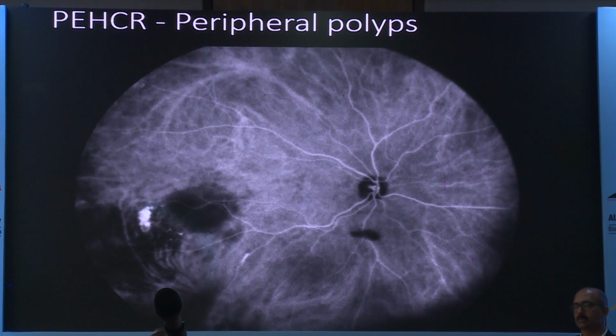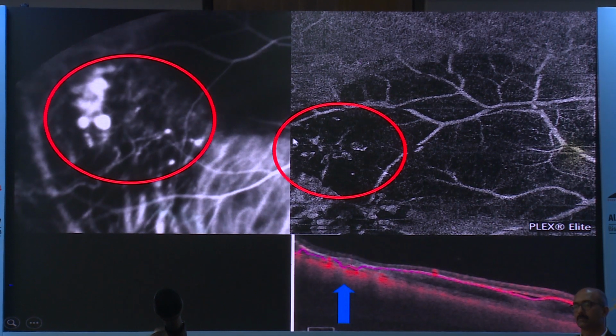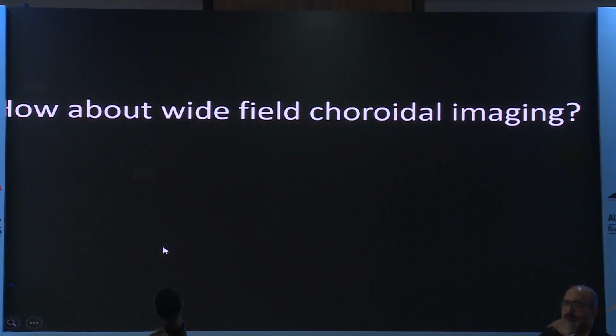PHCR, peripheral exudative hemorrhagic chorioretinopathy, is one of my favorite diseases. You can pick up beautiful peripheral polyps using both ICG and OCTA in this case, and the B scan shows you the flow in this area. So this is a widefield B scan which is picking it up. What about widefield choroidal imaging?